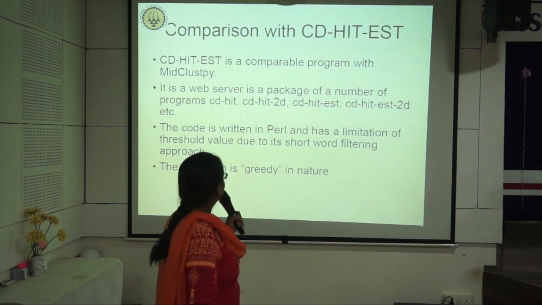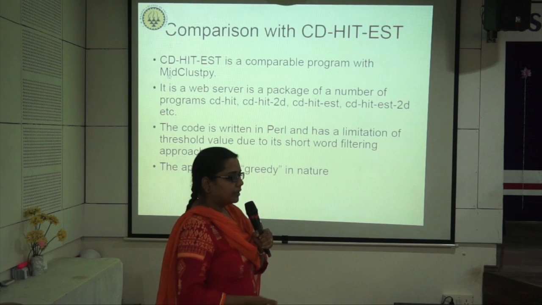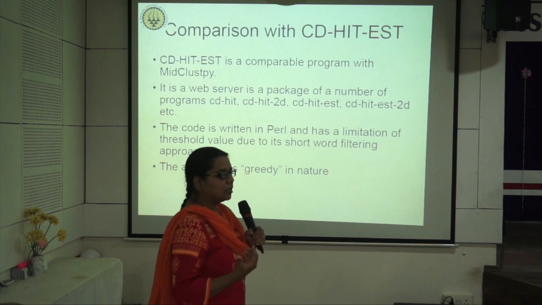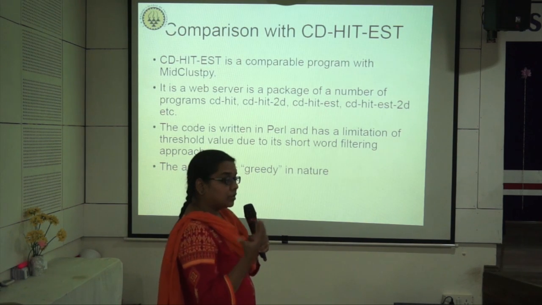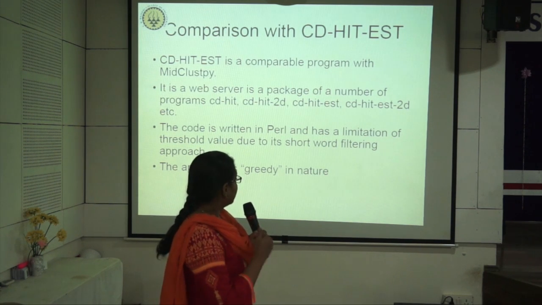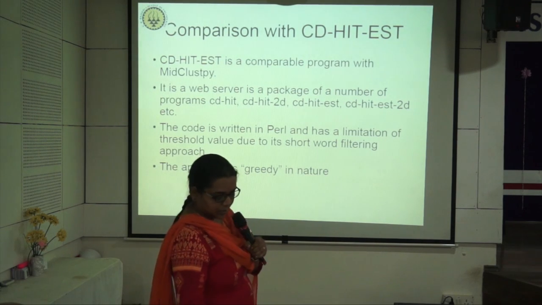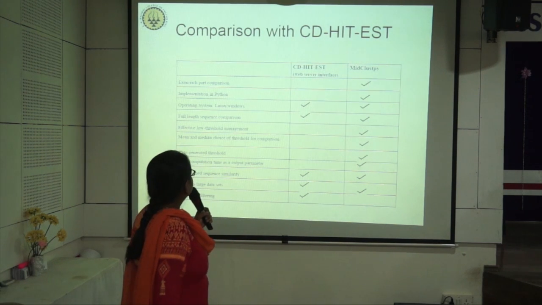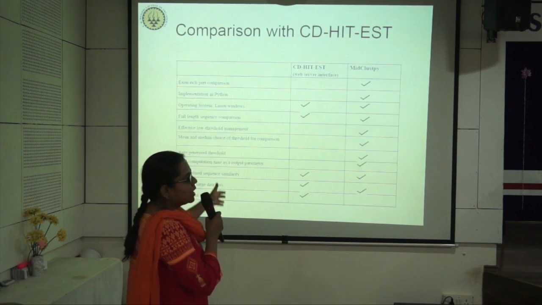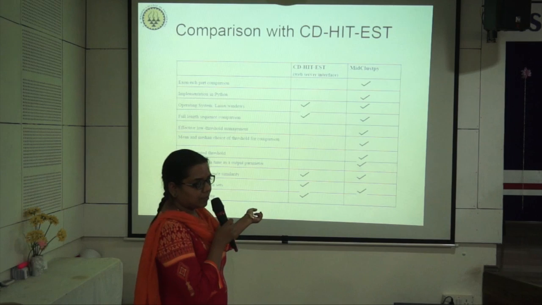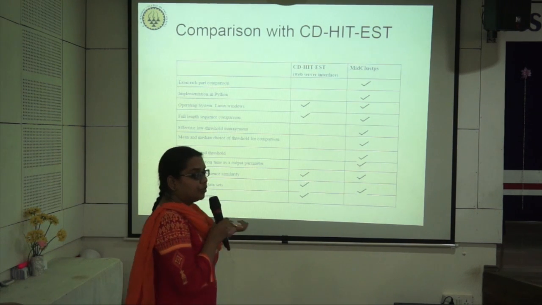Now, as I had already said, CD-HIT EST is a comparable program, and it is nowadays in boom. It's a web server which gives you a package of n number of comparisons. The previous approach, BLAST, is nowadays replaced by CD-HIT EST, which is greedy in nature and is not as accurate as compared to our approach. So the way in which we could compare is CD-HIT. It's not implemented yet. This is a comparison chart wherein only one thing is missing: our approach is going to go for a dynamic programming approach, and CD-HIT is going to use a greedy approach.